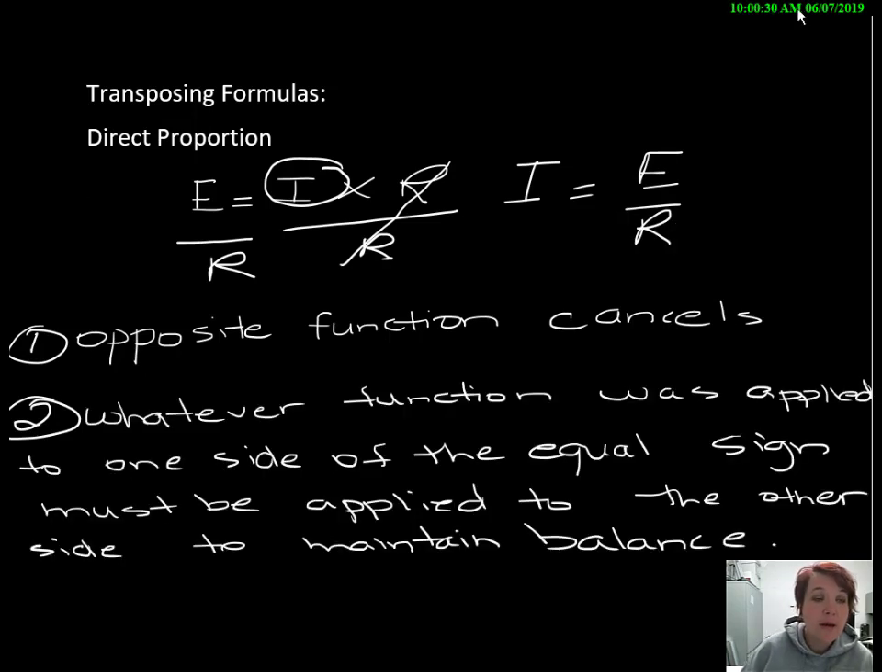To recap, when transposing a direct proportion formula, you apply rules 1 and 2. So to isolate and solve for a specific value, you would apply the opposite function to the existing variable, and then whatever function you performed on the one side of the equal sign, you must do on the other side to maintain balance for the formula.